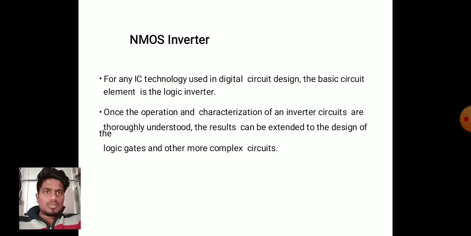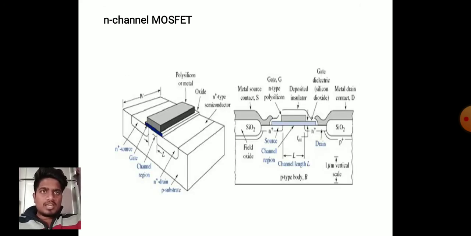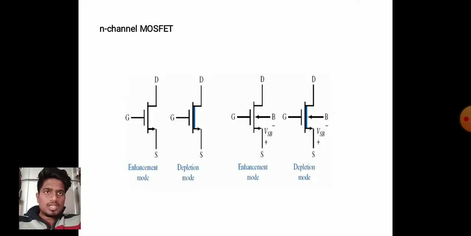NMOS inverter. For any IC technology used in digital circuit design, the basic circuit element is a logic inverter. Once the operation and characterization of an inverter circuit are truly understood, the results can be extended to the design of logic gates and more complex circuits. N-channel MOSFET. This is a diagram of the N-channel MOSFET. The N-channel MOSFET has two modes, enhancement mode and depletion mode. This is a terminal diagram of the MOSFET.